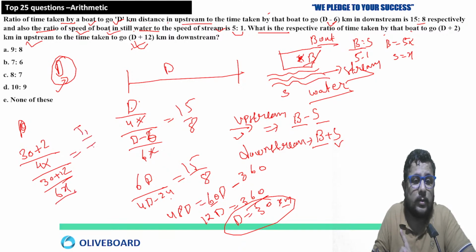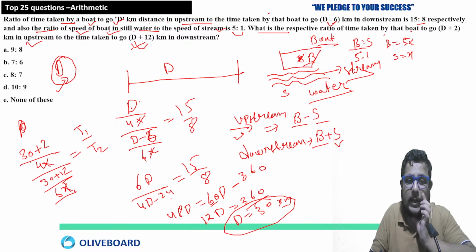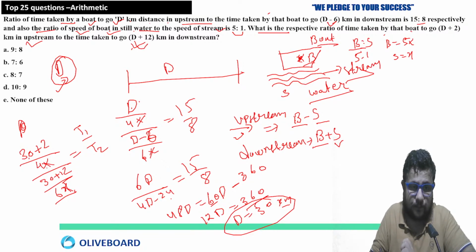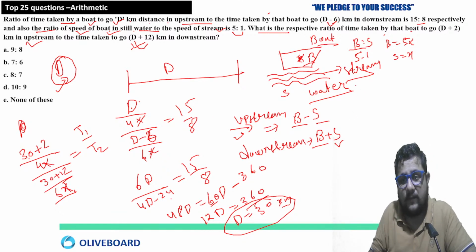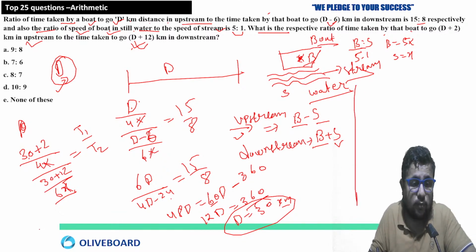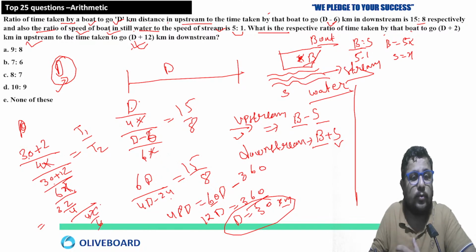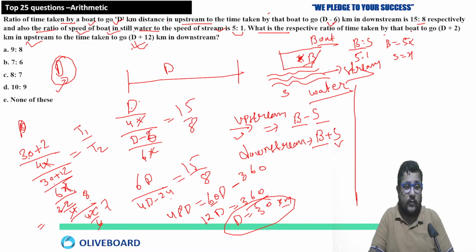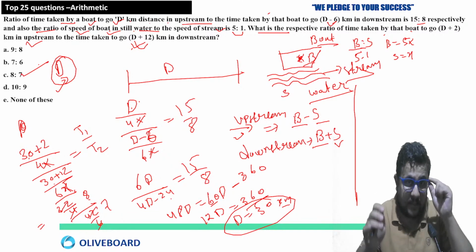The time ratio, what we are expecting here. So x and x cancel, right? Now 30 plus 2, so it will become 32 by 4, and 30 plus 12, so 42 by 6. So by 6, 42 cancels 7 times, by 4, 32 cancels 8 times, ratio, right? So you will directly get 8:7. Yes, your answer is absolutely correct.